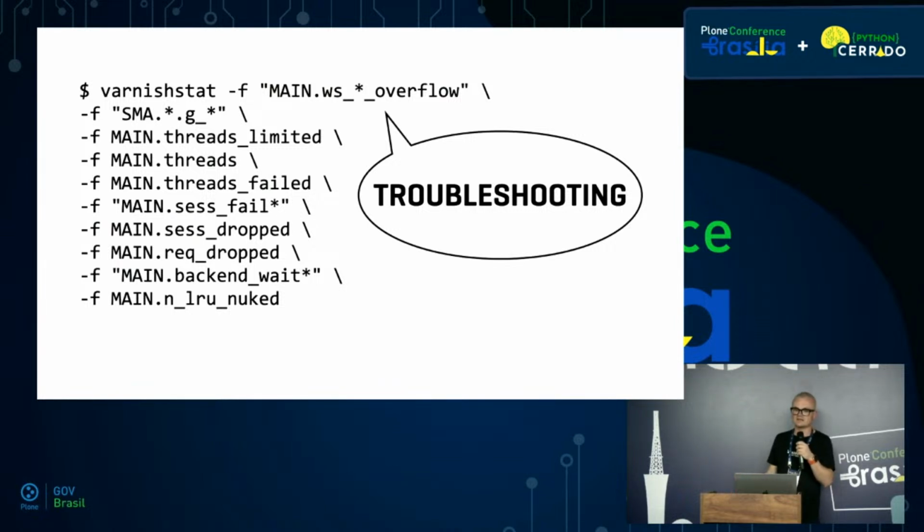Or sessions that failed, sessions that dropped, requests that were dropped, backends that were waiting for some reason because of max connections on the Plone side. Or also an interesting one, N_lru_nuked. So N as in the number of, LRU, least recently used, nuked as in meaning we had to remove objects from the cache using the least recently used algorithm, which means we find the least popular object in the cache and we get it out of the cache because there's a lack of storage. So all these metrics really help.